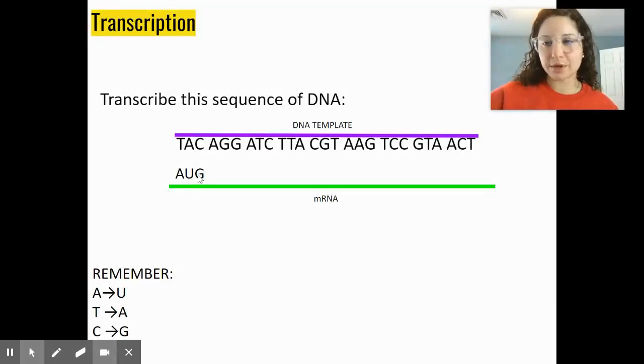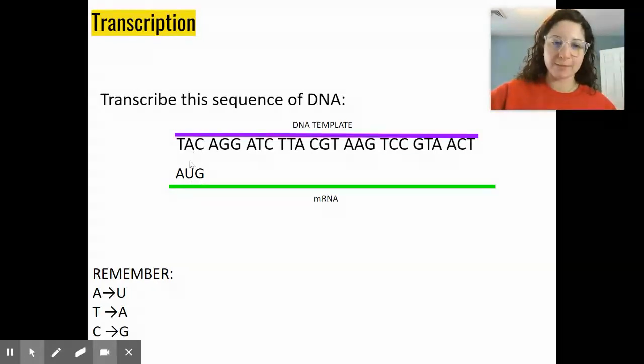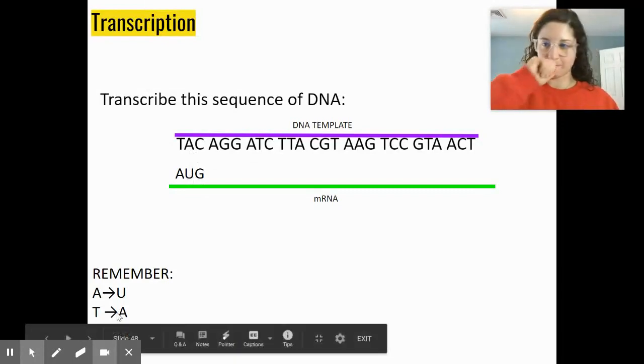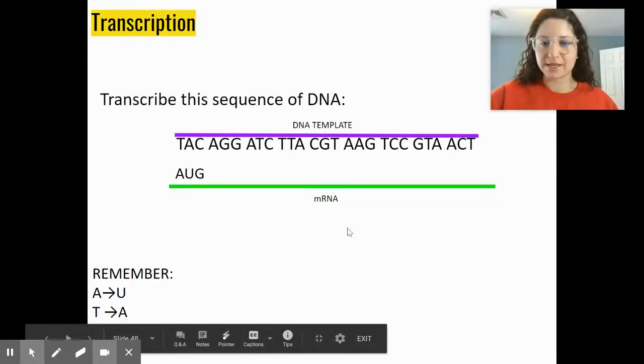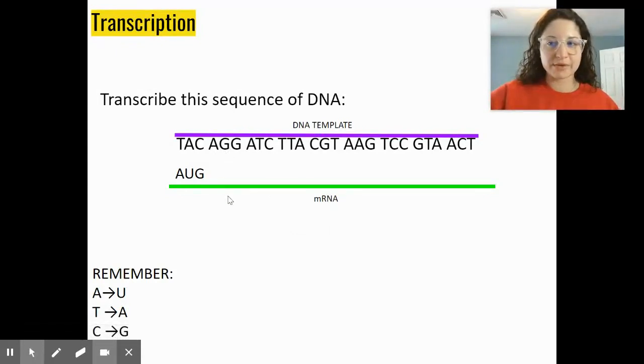So this is very similar to DNA replication. However, we have to keep in mind that instead of A pairing with T, A is pairing with U. And there is a little reminder down here for us. So A is going to pair with U, G is going to pair with C, G is going to pair with C. So UCC pairs with AGG.